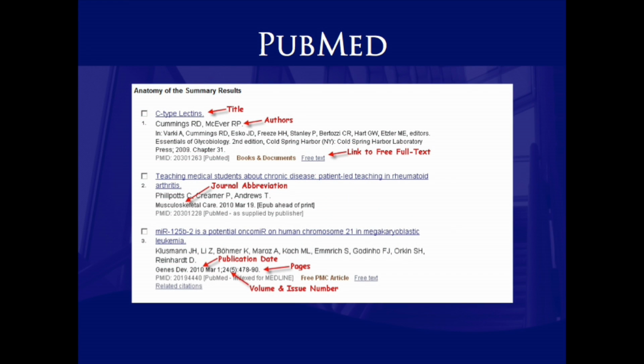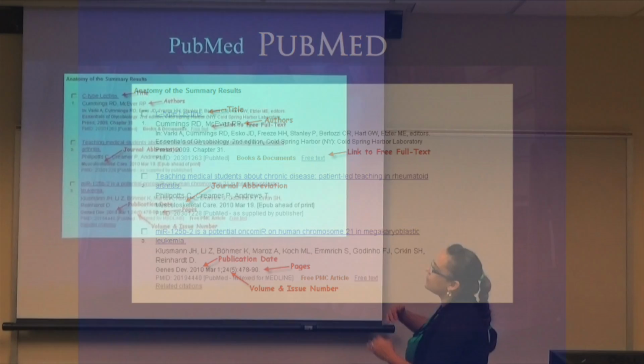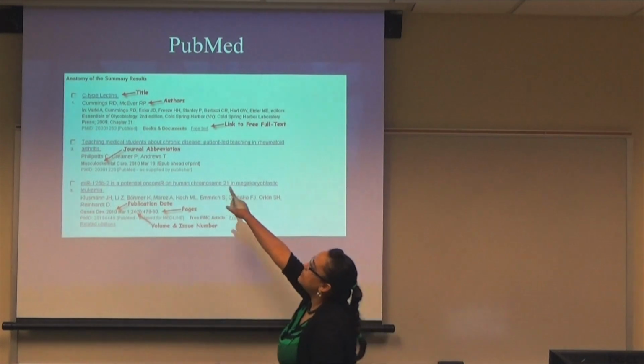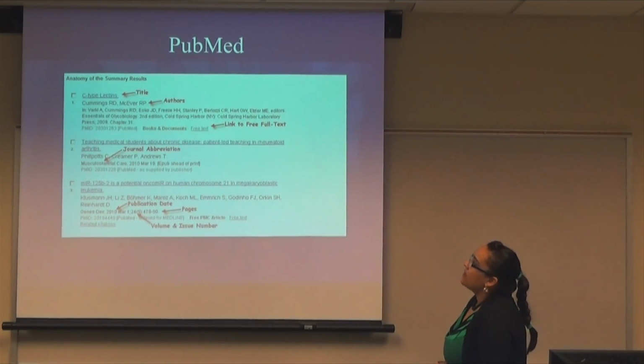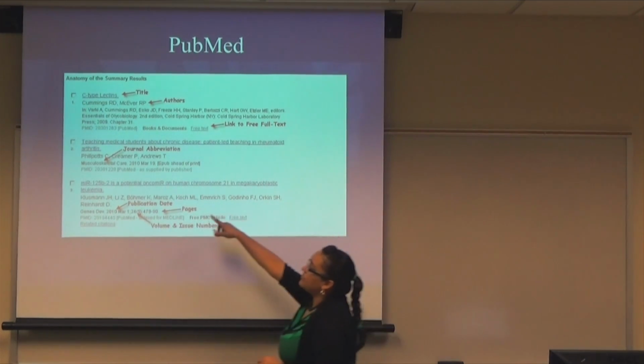What I do want to cover here is the PubMed results. So they look sort of like this. The reason why I'm covering this is because I do want you to know that when you get your list of results, you're going to have in blue, you've got your title. Right below that, you've got your authors. And then under that, you've got your journal abbreviation.